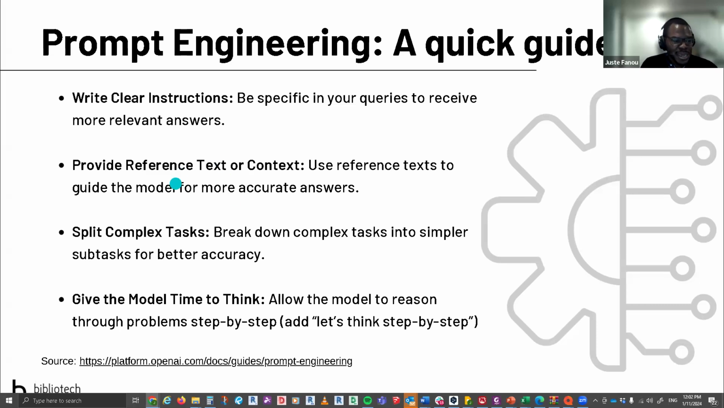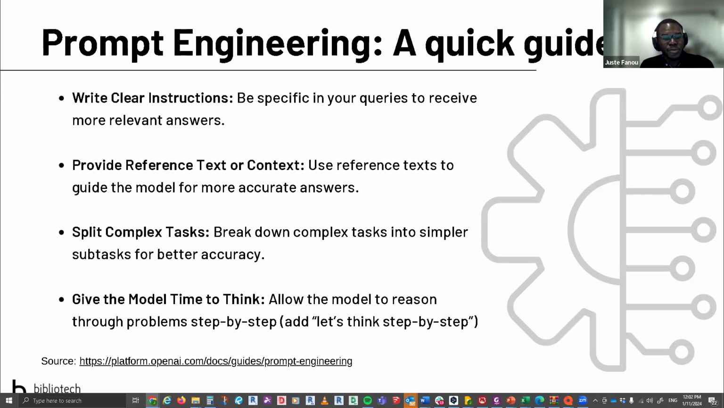Provide reference text or context. So sometimes if you want information about a specific piece of text, or you're trying to provide information within a certain time frame, well, provide the reference text. Say, here is the text that I'm looking at. I want you to do this, I want you to do that. Just like humans, sometimes these models, if you have a problem and then you have questions about that problem, what you would likely want to do is break that problem into simpler tasks.